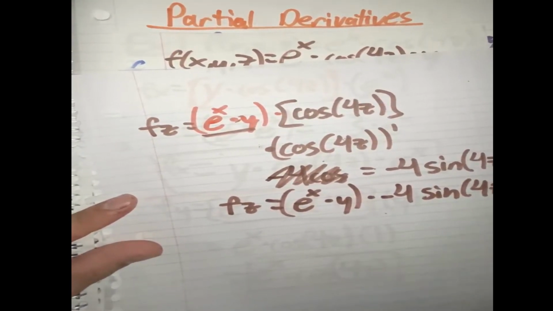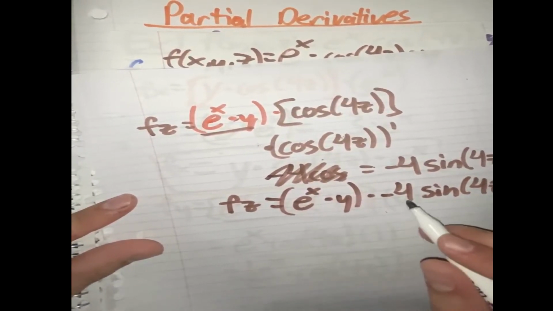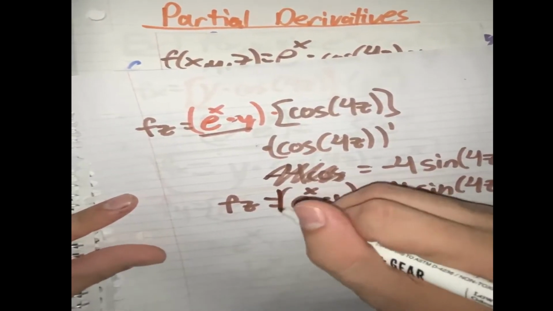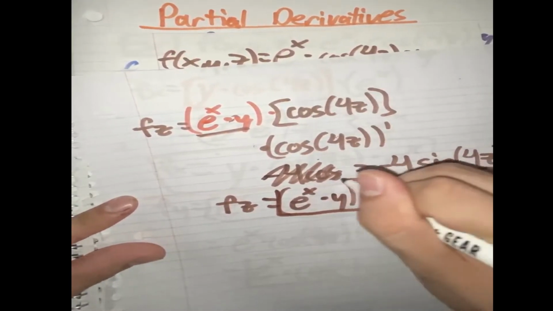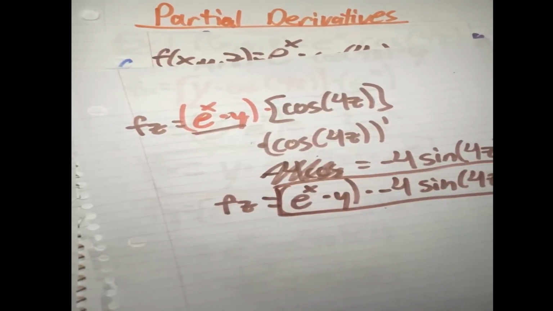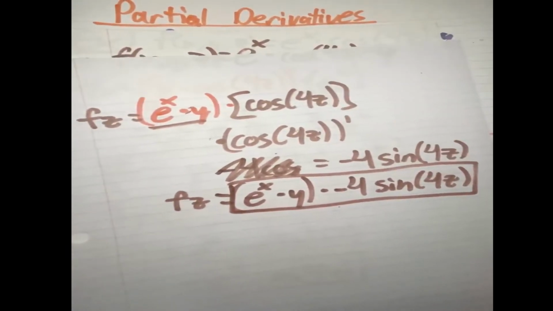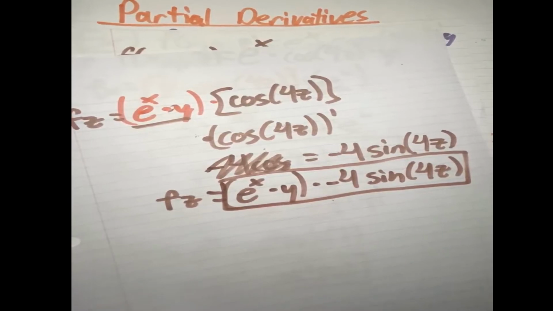So this is our final answer. Furthermore, you could simplify this by just putting the 4 in front, but I'm going to choose to leave it like this for simplicity's sake. But that's how you take the partial derivatives with respect to x, y, and z.